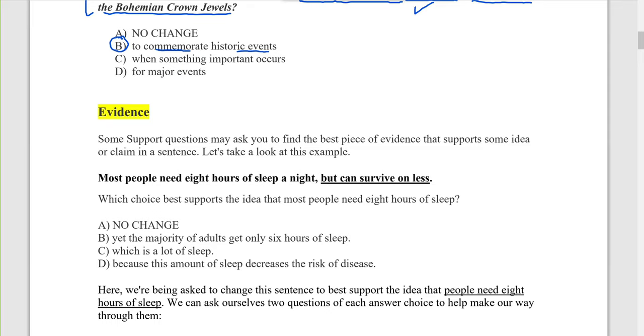Now we'll go for evidence. What is evidence, and how can I see evidence questions in the writing and language section? Some support questions may ask you to find the best piece of evidence that supports some idea or claim in a sentence. Let us take a look at this example.